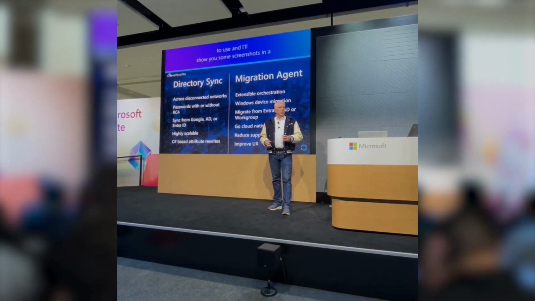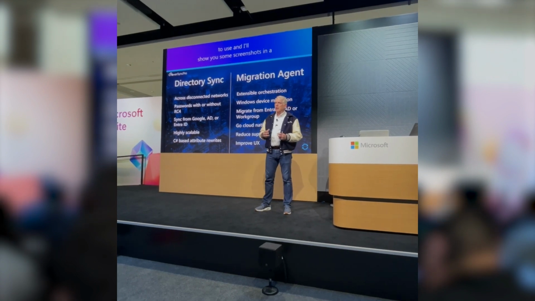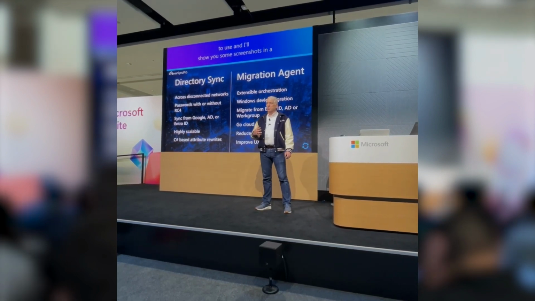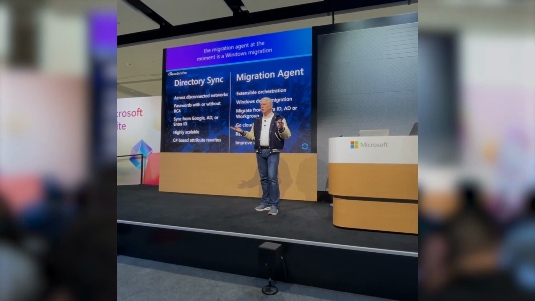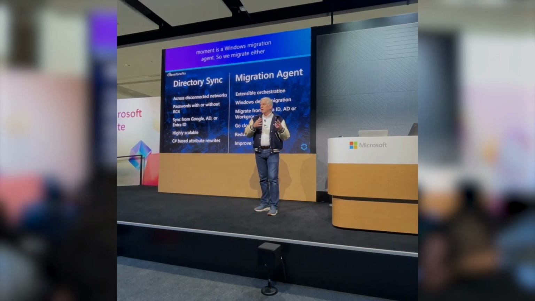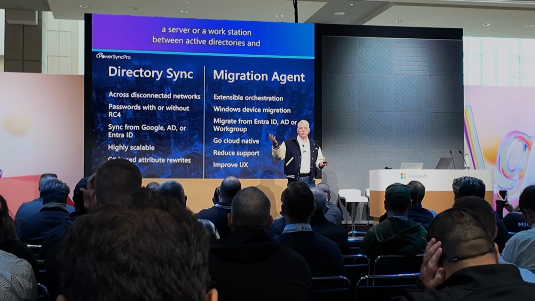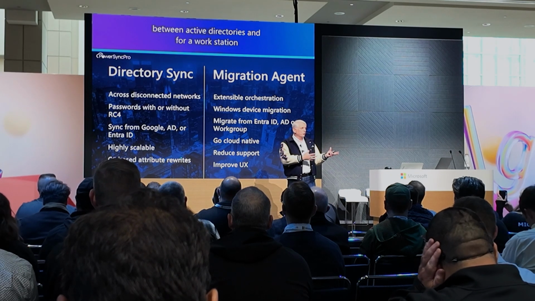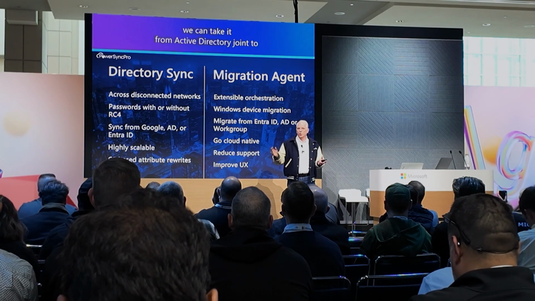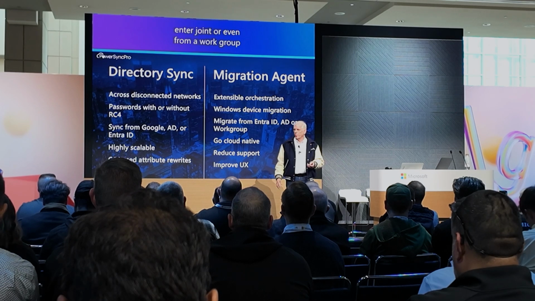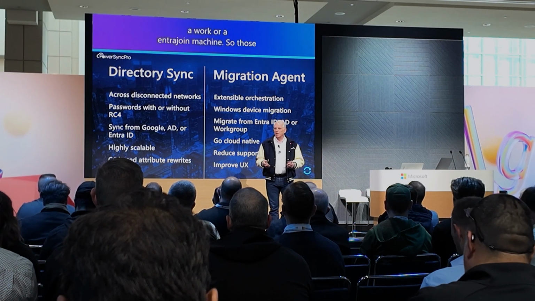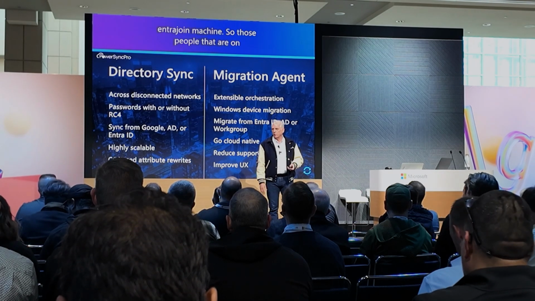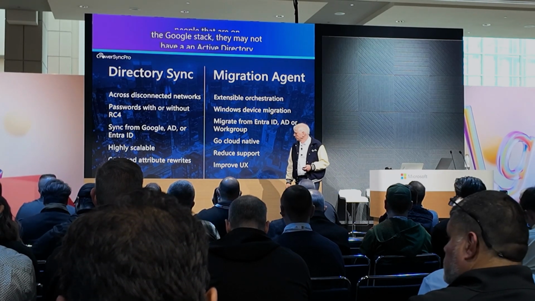The other part of PowerSyncPro is the migration agent. Now, the migration agent at the moment is a Windows migration agent, so we migrate either a server or a workstation between Active Directories. And for a workstation, we can take it from Active Directory joined to Entra joined, or even from a work group, we can take it to Active Directory joined or an Entra joined machine. So those people that are on the Google stack, they may not have an Active Directory at all. We can now migrate those devices as well.